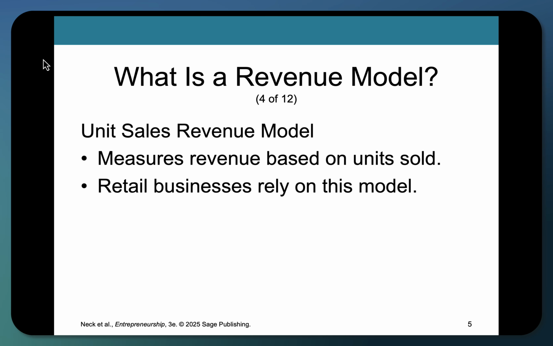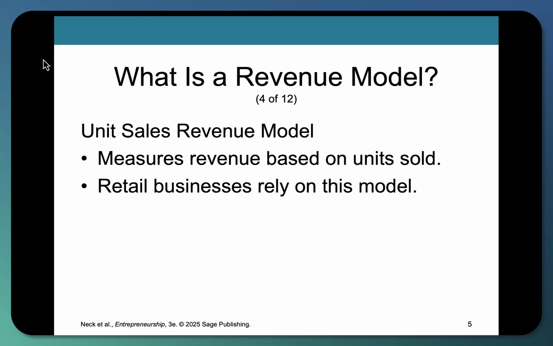So one of the first ways to distinguish revenue models is unit sales, right? A unit sales revenue model measures revenue based on how many units are sold. Think about it like if I sold 2,000 televisions, right? That's 2,000 units. How much money am I making back in profit? Sometimes some products have a high margin of profit. Others have a thin margin of profit.